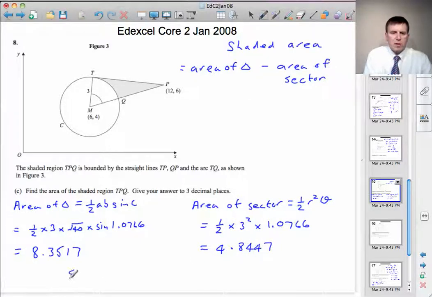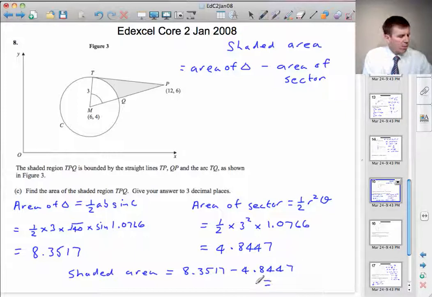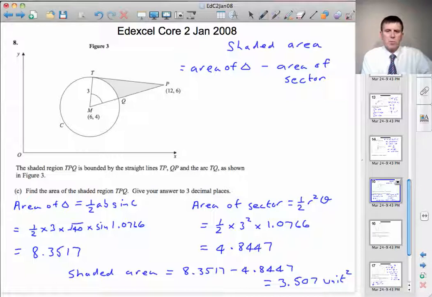And so the shaded area is equal to 8.3517 minus 4.8447. And when we do the subtraction, that comes to 3.507 units squared, whatever the units happen to be. And that concludes question 8.